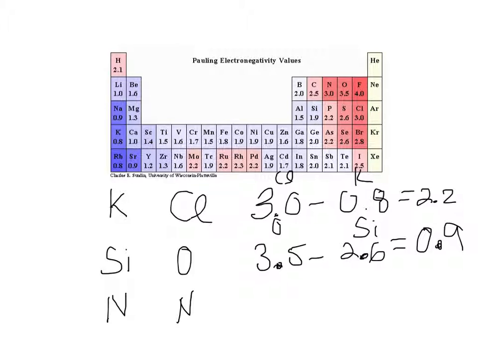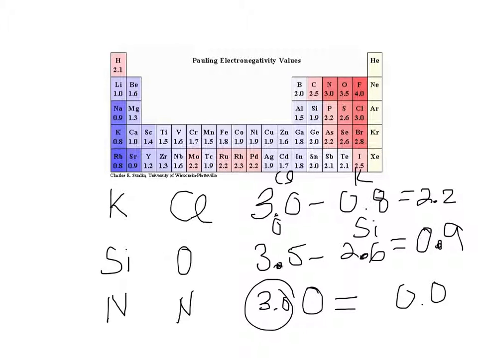And the last one is nitrogen, and the difference between nitrogen and nitrogen is going to be 0, because the nitrogen is 3 and the other nitrogen is 3, so you subtract one from the other and get 0, which is going to be a pure covalent bond. And we already knew that because nitrogen is a diatomic element, and therefore by definition it's going to have a nonpolar bond.